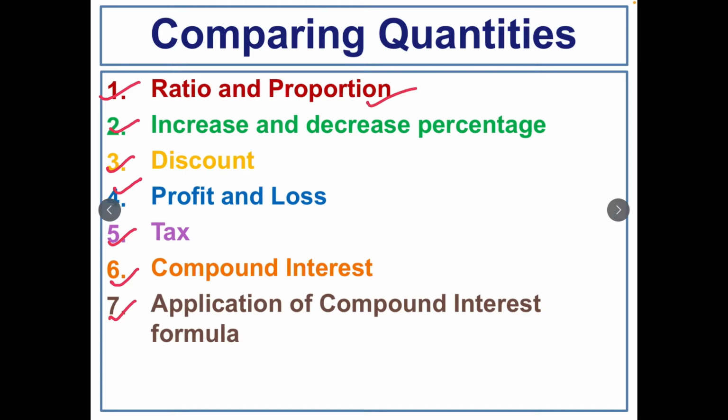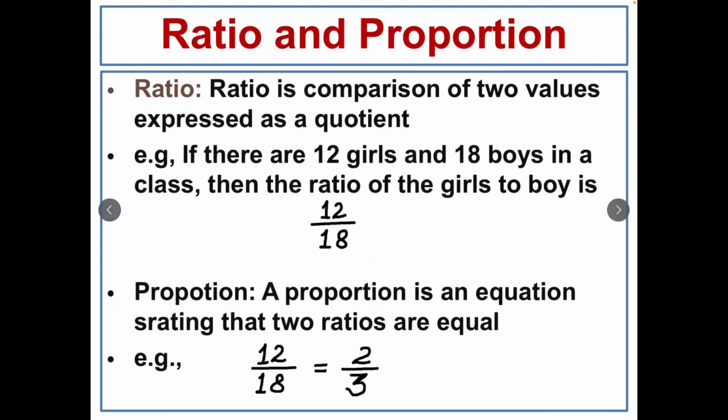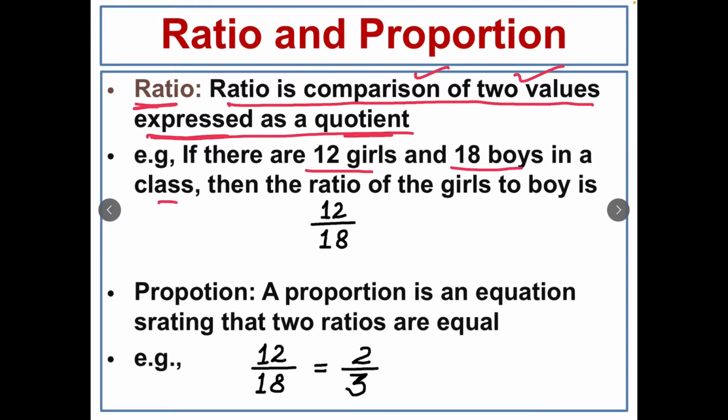So let's understand what a ratio and proportion is first. Simply, a ratio is a comparison of two values expressed as a quotient, that means in division form. For example, if there are 12 girls and 18 boys in a class, then the ratio of girls to boys is 12 divided by 18.